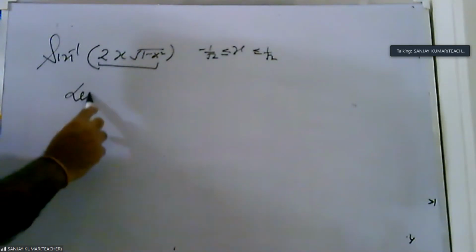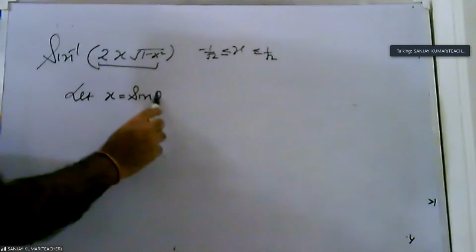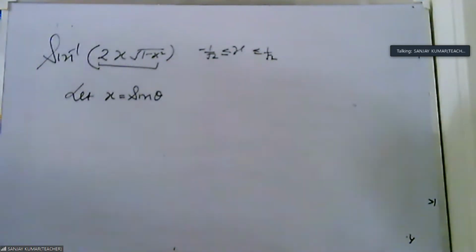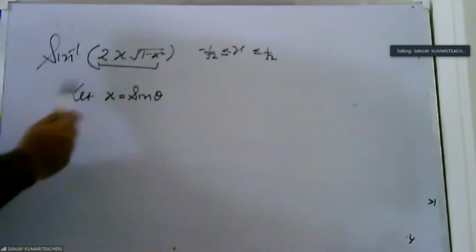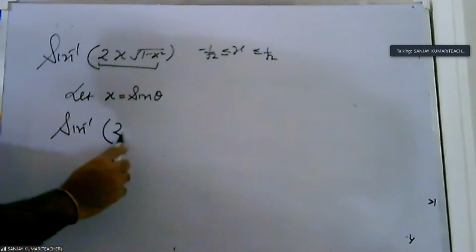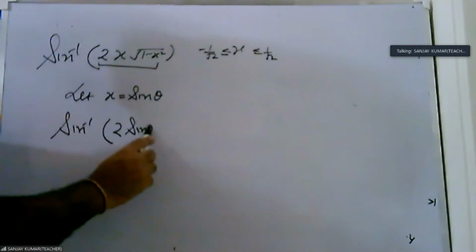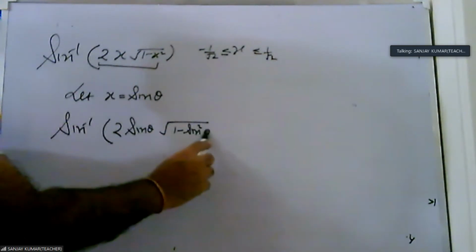Suppose we let x is sine theta. We are supposing x is sine theta. Now, why do we suppose x is sine theta? How do we know that we should suppose x is sine theta? I will tell you that as well. But if you suppose x is sine theta, then what will happen? The sine inverse of 2x, that is, x is sin theta, becomes 2 sin theta. Now this x will be replaced with sin theta, so we get 1 minus sin square theta.